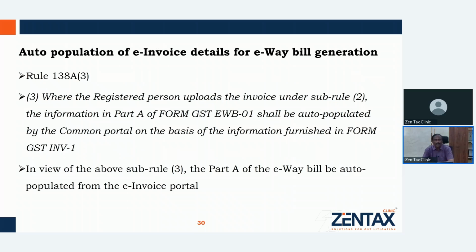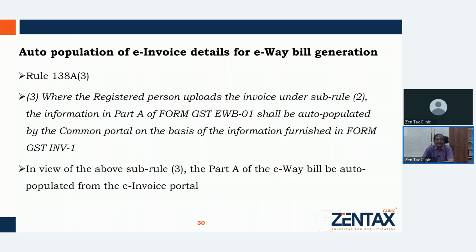Now, auto-population of e-invoice details for e-way bill. For Part A of the e-way bill, you have to give the particulars, HSN, recipient number and everything. All this data is already fed in GST INV-01 at the time of generation of the e-invoice. So naturally, this data will be populated in the e-way bill. You need not feed it again. Part A will get auto-populated.